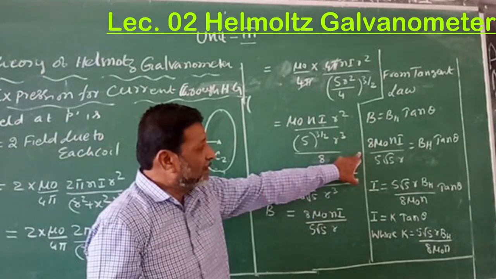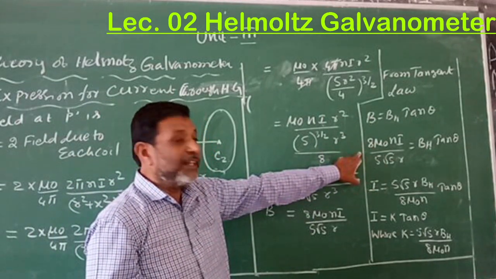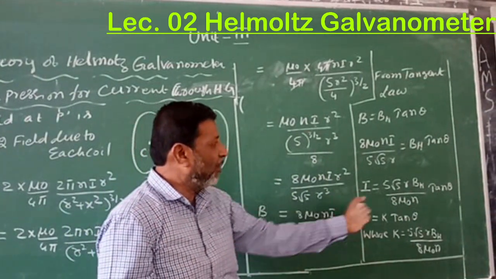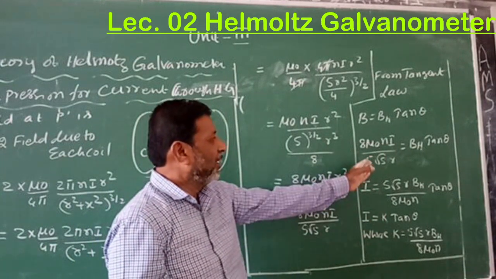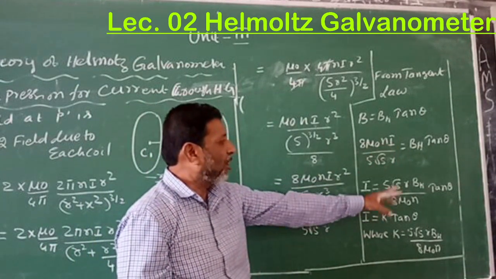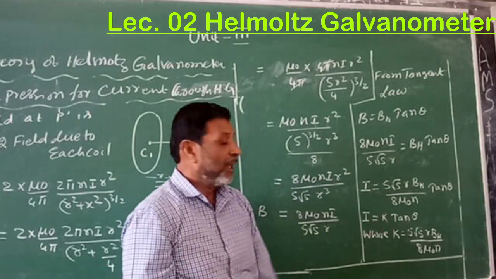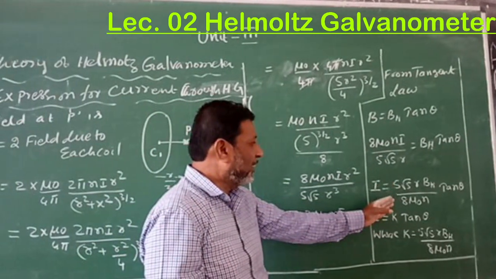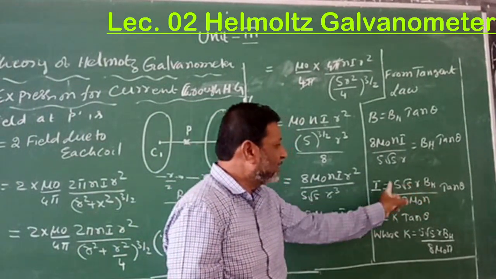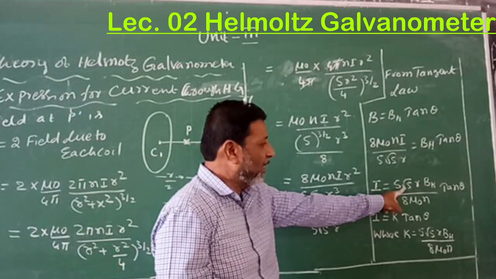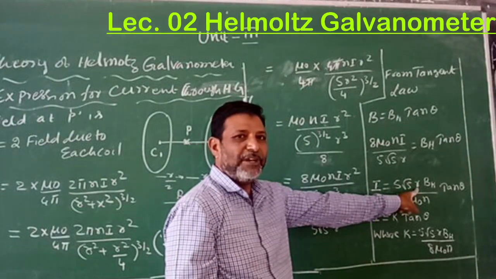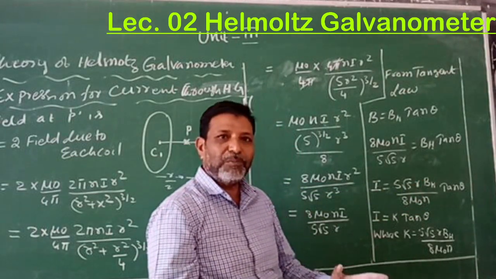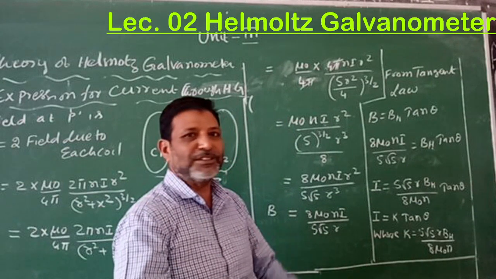Now see, from this expression, we want to get the formula of the current, so I is equal to, taking all the remaining factors to the right side, cross multiply 5 root 5 r BH, which will come to the denominator. Now this is the value of I. When you look at this formula, you can see that this complete factor is a constant. 5 root 5, r the radius of the coil for a given Helmholtz galvanometer, is a constant, and Earth's magnetic field at a particular place is also a constant, isn't it?